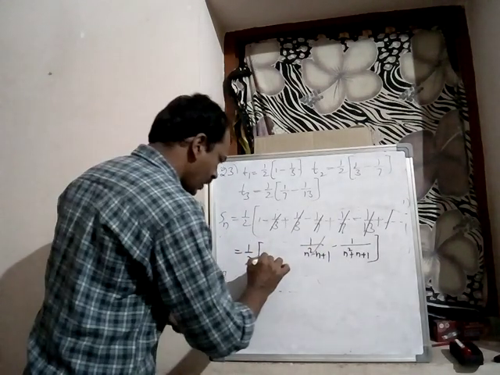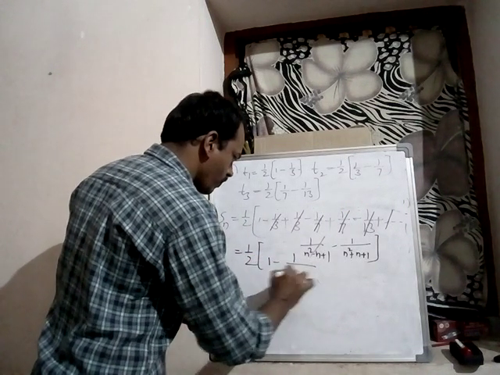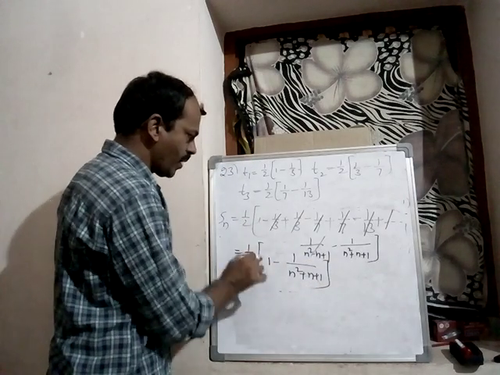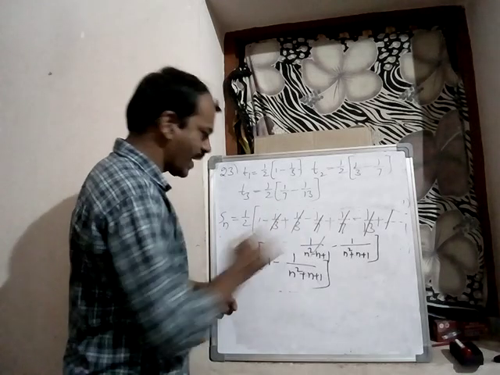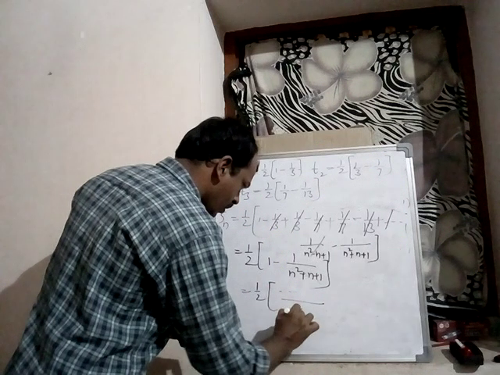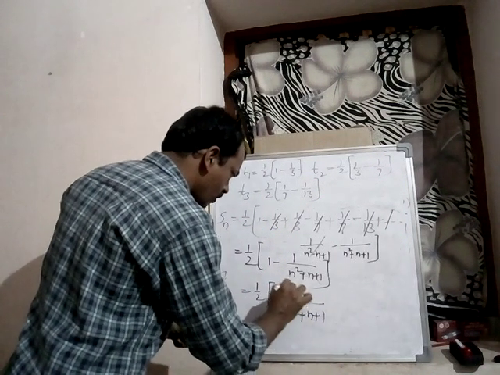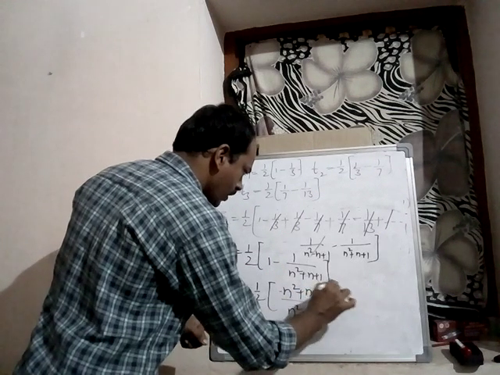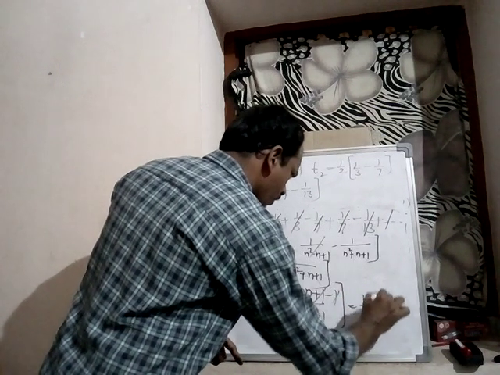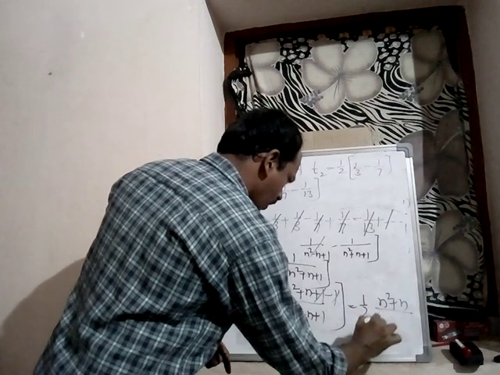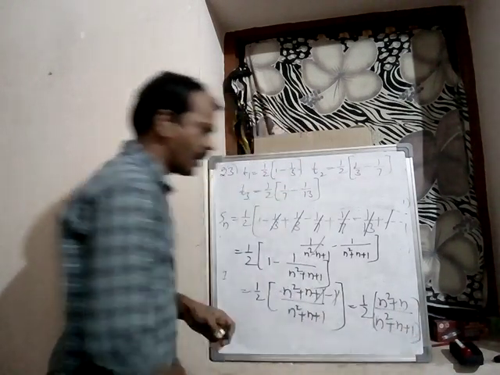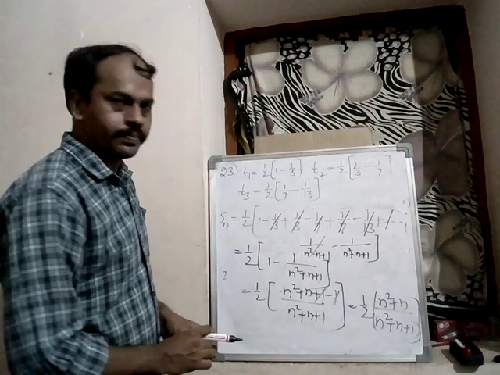So clearly half into 1 minus this last term, 1 by (n² + n + 1). The middle terms are all cancelled only. So half into, if you take the LCM, (n² + n + 1) minus 1 over (n² + n + 1). The plus 1 and minus 1 cancel. So half into (n² + n) by (n² + n + 1). This is the sum of n terms.